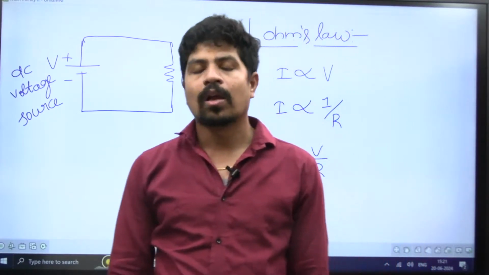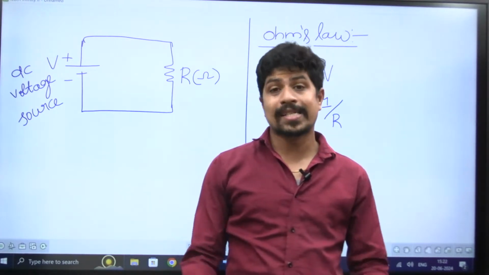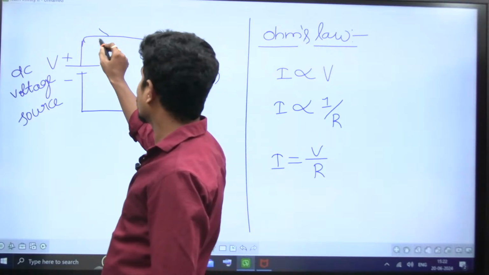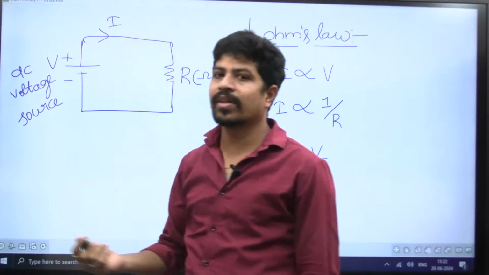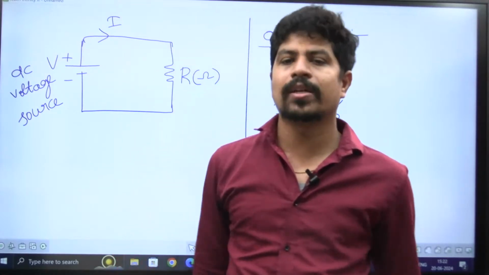If you apply some voltage across any resistance, then that voltage is forcing some current to flow. Current is having direction. Sir, how to know the direction of the current? That depends on the question.